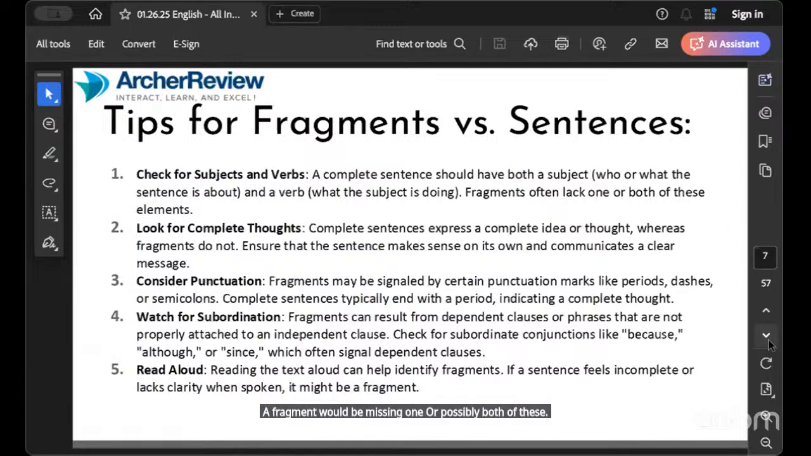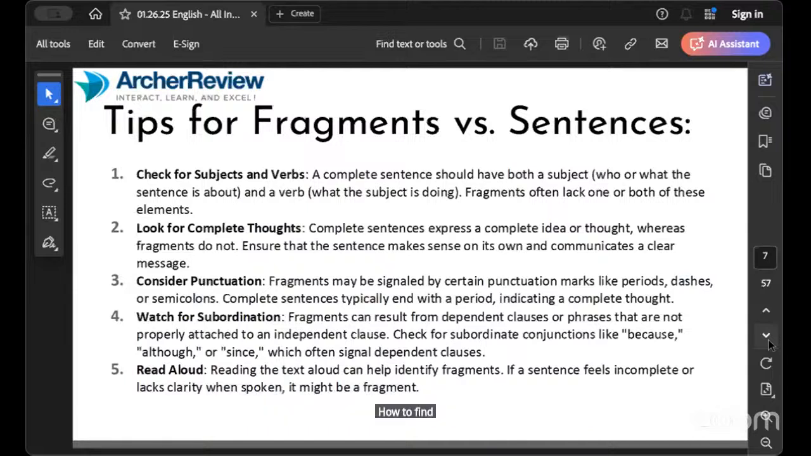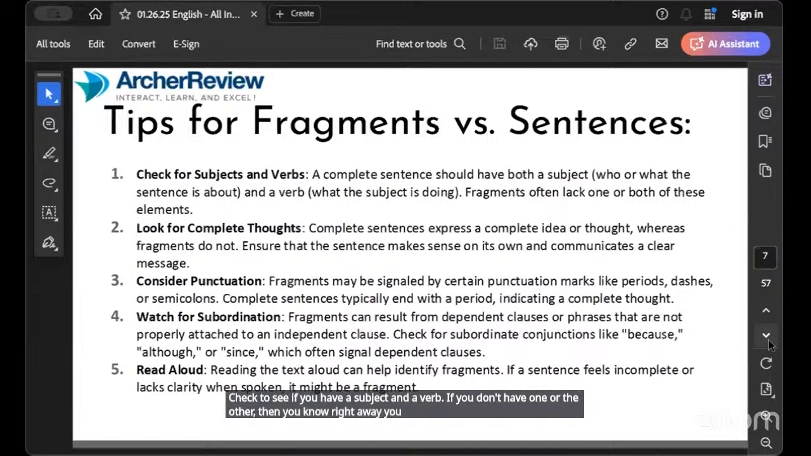Now, as I mentioned earlier, if you need practice on finding subjects and verbs, make sure to check out those on-demand videos because we do have ones that focus on how to find a subject and how to find a verb. But first things first, check to see if you have a subject and a verb. If you don't have one or the other, then you know right away you're looking at a fragment.